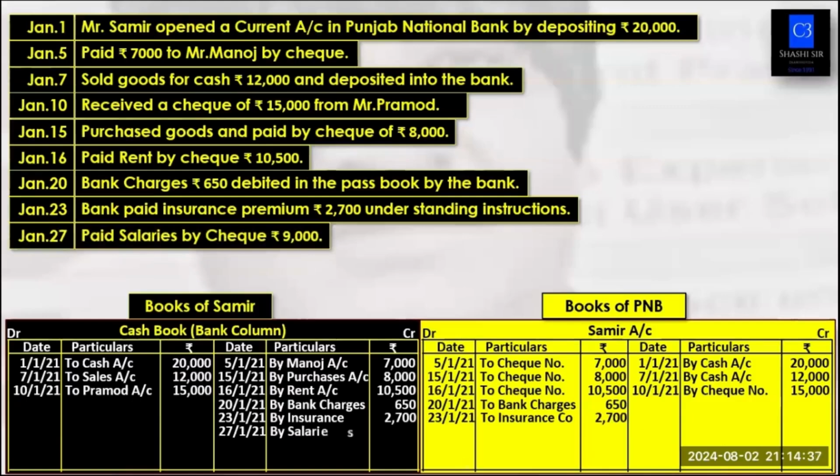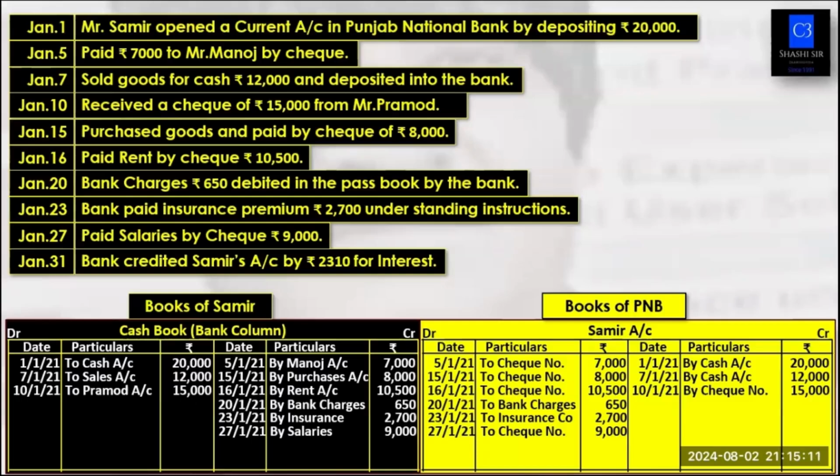Next, paid salaries by check, rupees 9,000. So being an expense, it will be recorded on the credit side, and again, bank will pay the money to our staff when our staff takes the check to the bank, and the bank has given this money to our staff on our behalf, on Samir's behalf. Samir's account will be debited in his books of account.